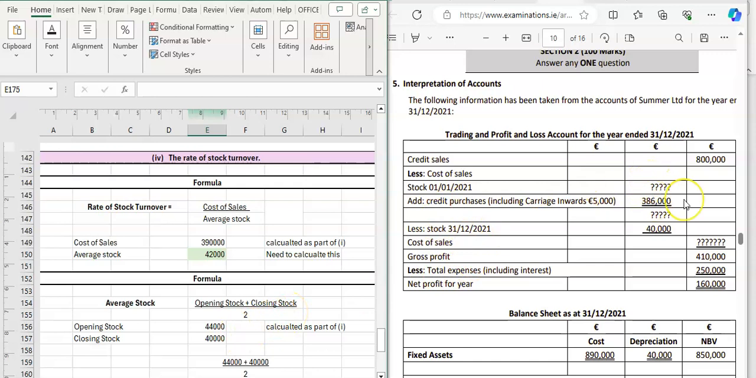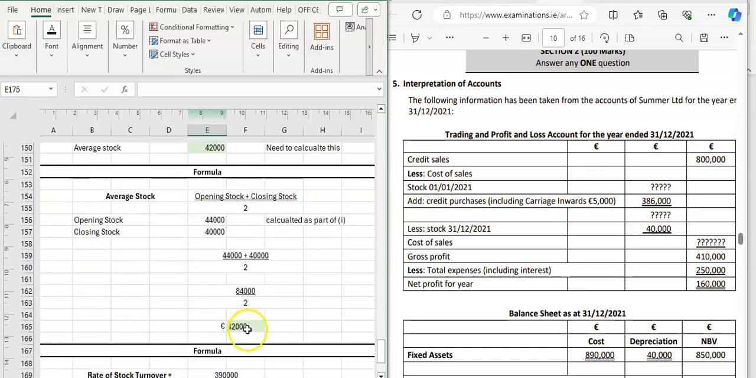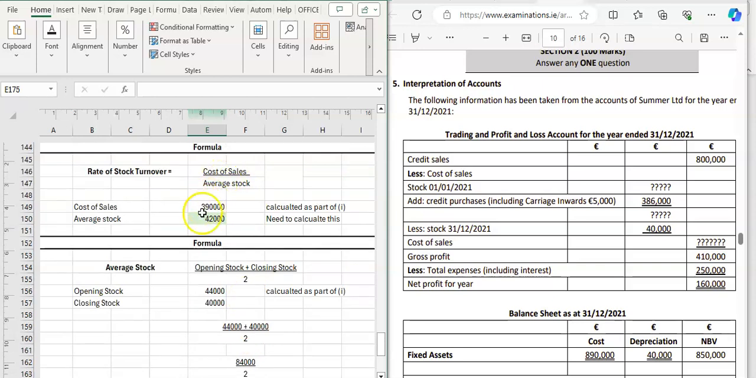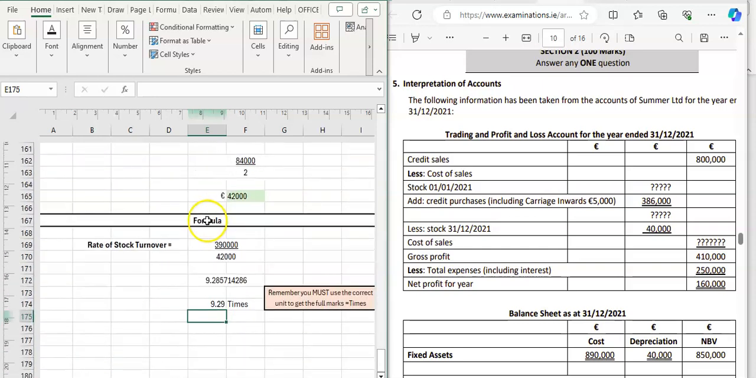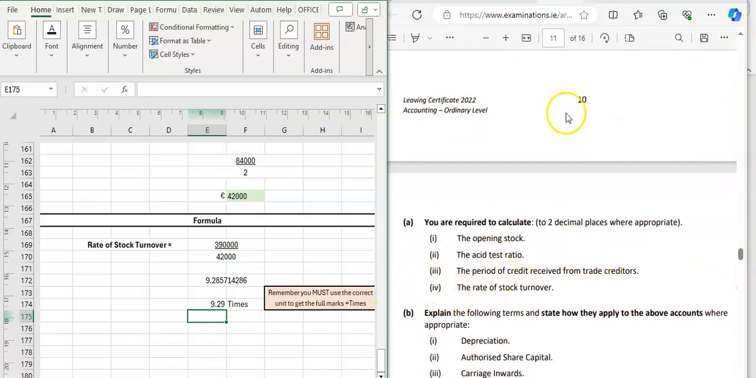So this question, we didn't have our open stock, so we had that calculated already. Remember, we used the cost of sales figure, we added on our closing stock, and then we took away our purchases. And that gave us our opening stock of 44,000. So we added the opening and closing stock together, divided by 2 to get 42,000. So then we're able to use our cost of sales figure of 390, divide our average stock into that 42,000, and that gives a 9.29 times. So our rate of stock turnover, we need our stock or order our stock 9.29 times each year. So that's number 4 for summer 2022.